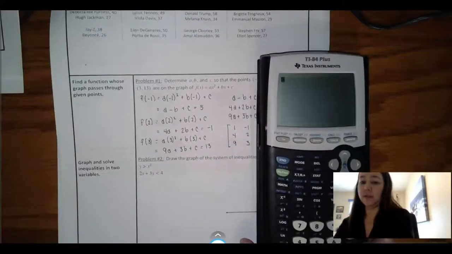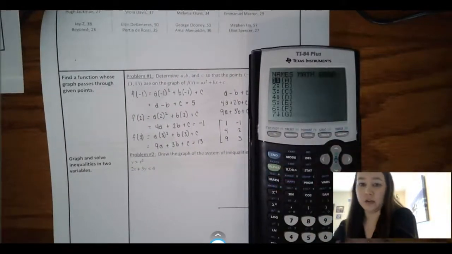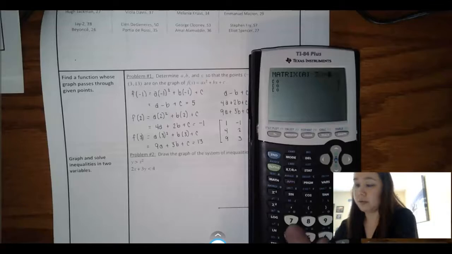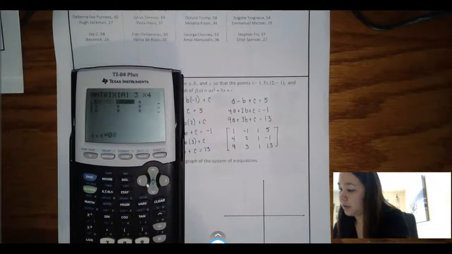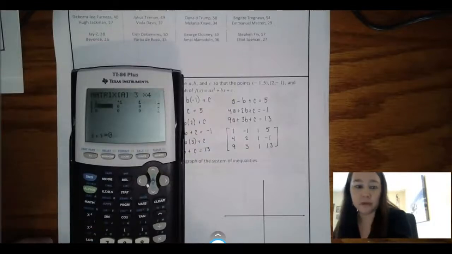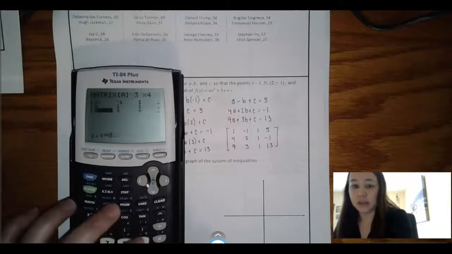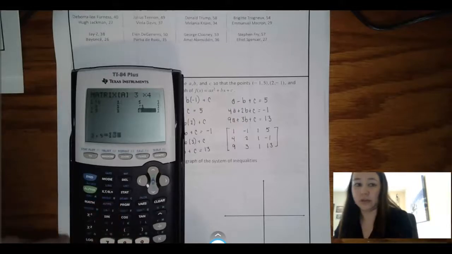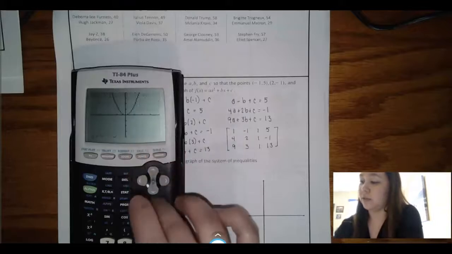Okay, so on your calculator, if I go to second matrix, go to edit, I'll edit matrix number 1. I've got 3 rows and 4 columns. There we go. And I'm going to type in all these values. So, let's see here, 1, negative 1, 1, 5, 4, 2, 1, negative 1, 9, 3, 1, 13. Okay, so then go back to the main screen.